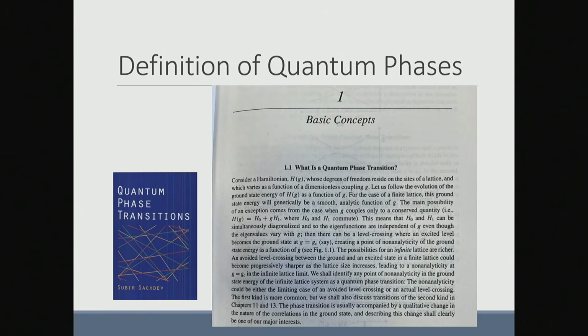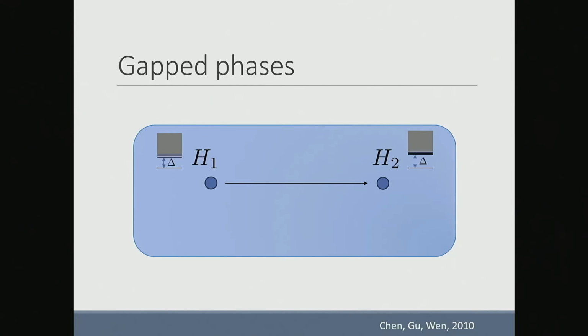This is Subir's textbook of quantum phase transitions, and there's a sentence that says a quantum phase is basically a region in the phase diagram where there's no singularity, where everything's smooth, everything remains more or less the same. In particular, if we're considering phases with a gap, meaning that we have low-lying ground states and then a finite energy difference to all the excited states, then this is what we call gapped phases.